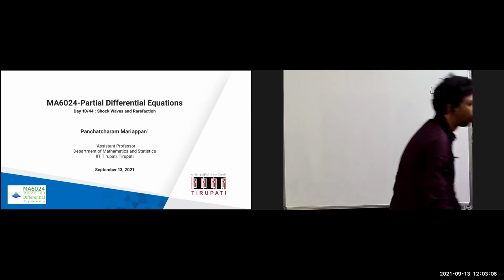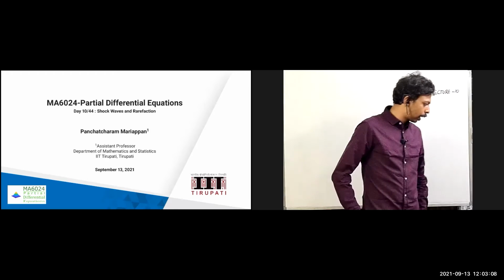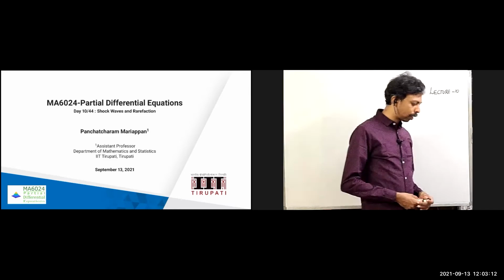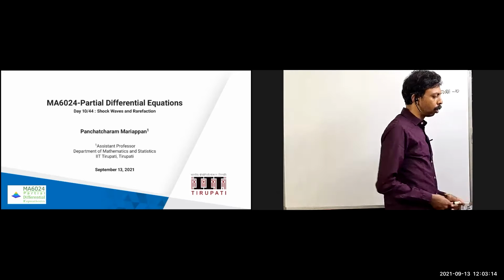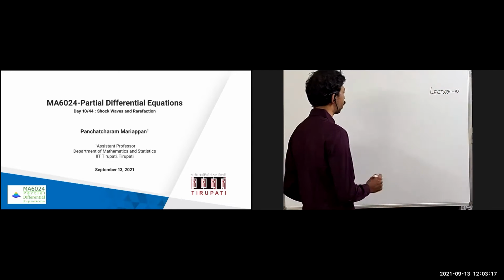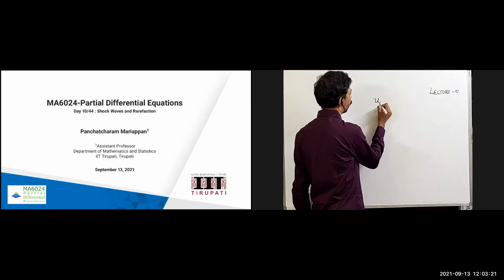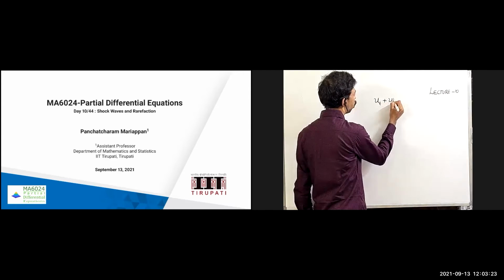Okay. So last week we discussed linear PDEs, quasi-linear PDEs, and some of the problems. We also derived the transport equation and the Burgers equation. Now we are once again going to solve this Burgers equation, u_t + u u_x = 0.